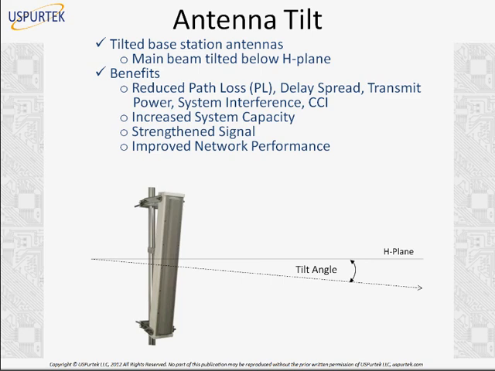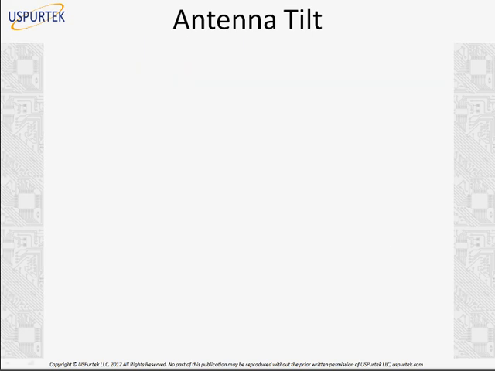You are not wasting RF energy outside where it's not needed, but you are focusing on the users where it is needed. And you reduce system interference, and you even reduce co-channel interference, because your signal is contained within a small area. It's not transmitted to other cells. And this helps you to increase your system capacity. You improve your signal to noise ratio and also improve network performance. Now, antenna tilt can be done in two ways.